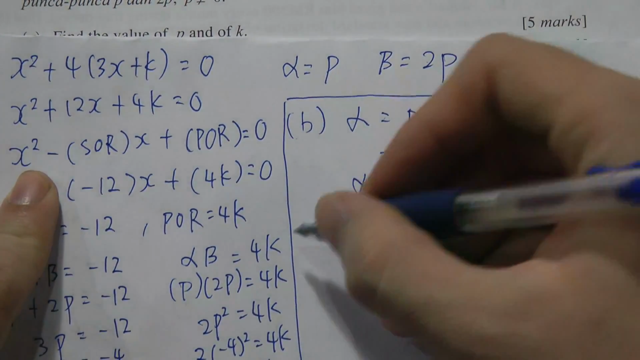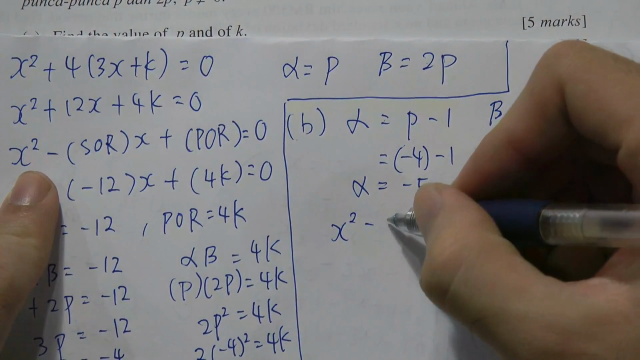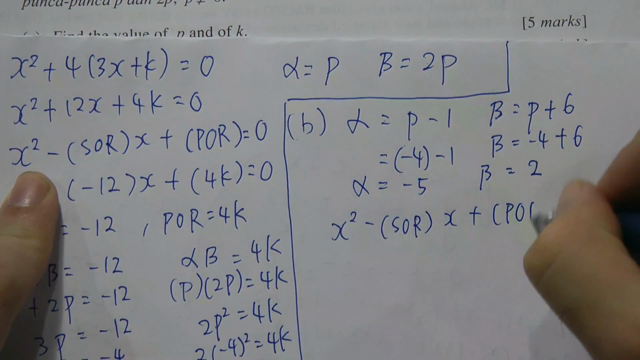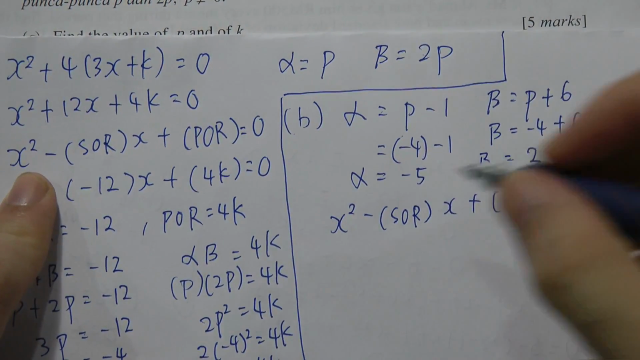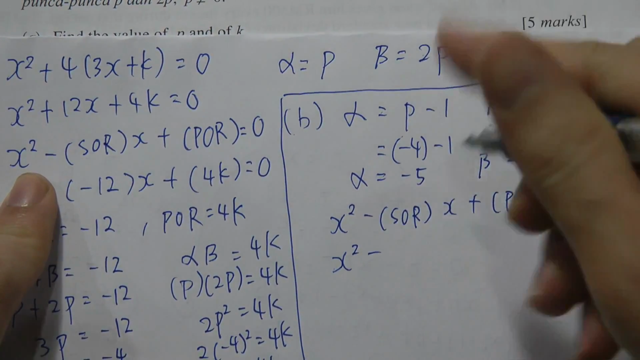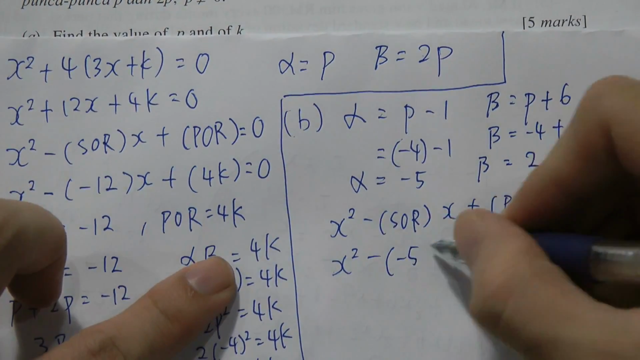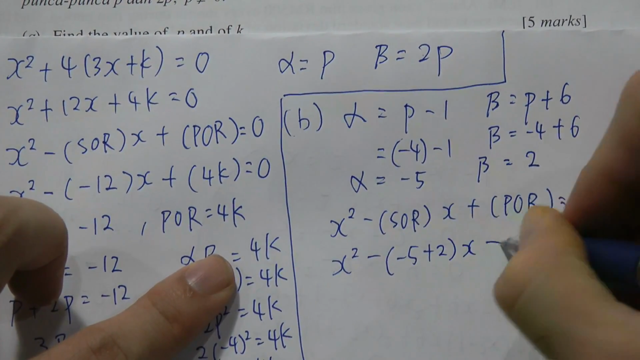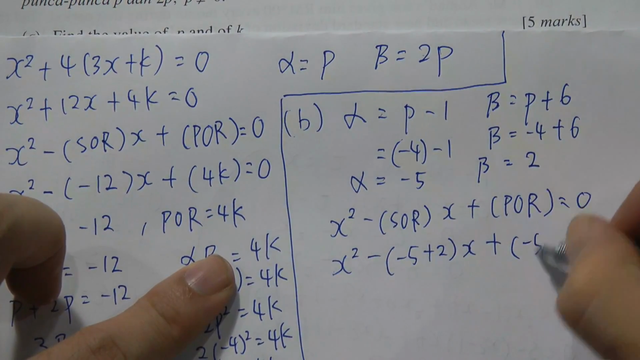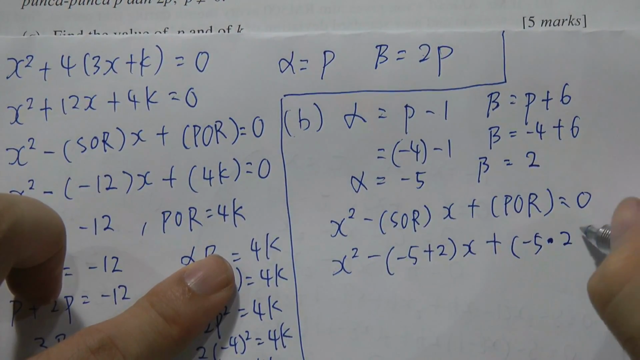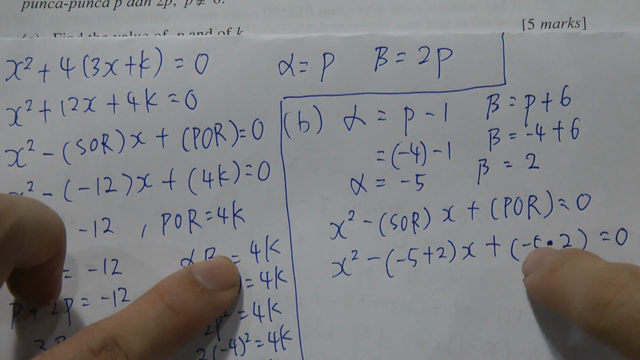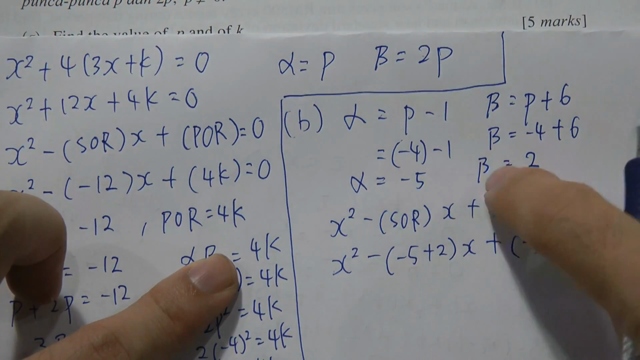Okay, so I write one more time. x squared minus sum of root x plus product of root equal to 0. So x squared minus sum of root means what? Alpha plus beta. So it's -5 plus 2. x plus product of root means what? Alpha multiple beta. -5 multiple 2 equal to 0. Okay, -5 multiple 2 is the product of root, and the sum of root is -5 plus 2.